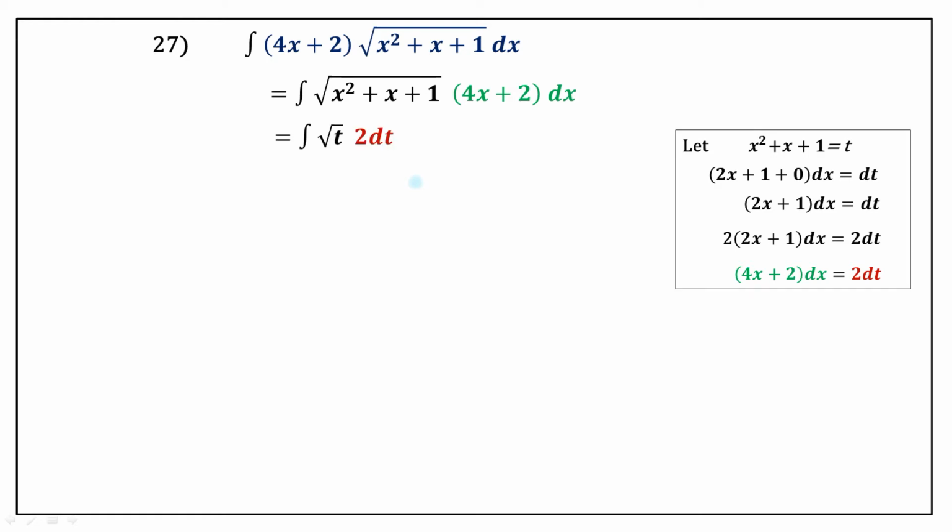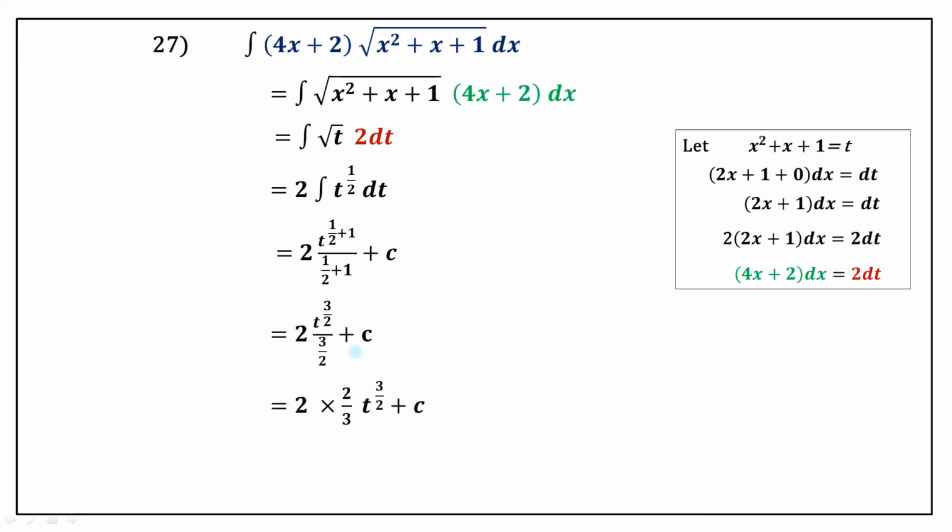Next thing, the substitution. So root of the whole thing I've taken as t, and 4x plus 2 into dx is 2 into dt. So 2 into the integration of, root is not in standard form, so t to the power of 1 by 2 we have to write. Now the integration of t to the power of n is t to the power of n plus 1 by n plus 1 plus c. So further simplifying it, t to the power of 3 by 2 by 3 by 2 plus c, and 2 into 2 by 3 into t to the power of 3 by 2.